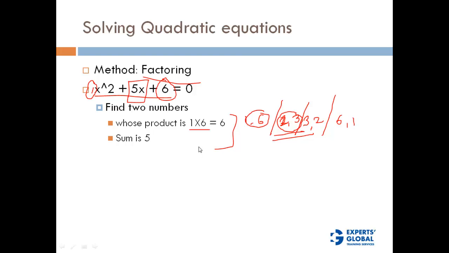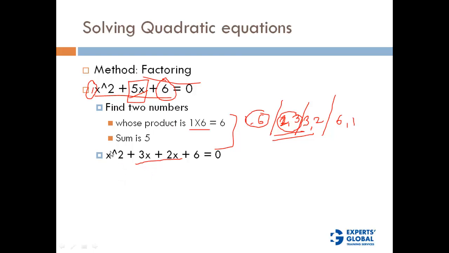Now what we do with those two numbers is we rewrite the equation using them. We split this middle term, we shift this 5x into 3x plus 2x, and we rewrite the equation. We can also write it as x square plus 2x plus 3x plus 6. Either way, it doesn't matter. Ultimately, you will get the same solution.